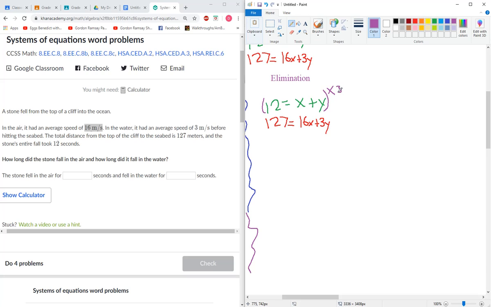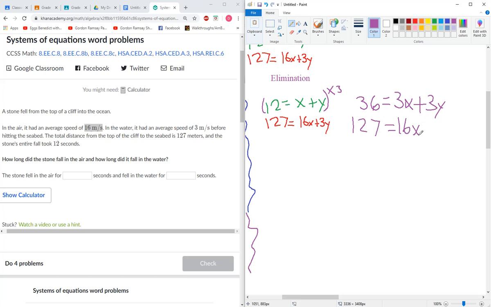So I'm going to multiply every single thing by 3. Remember, I was looking at some of your homeworks, and some of you are forgetting to multiply everything when you're multiplying. You have to multiply the 12, the x, and the y. Don't forget that. So 12 times 3 is 36 equals 3x plus 3y. And then the bottom I didn't really touch.